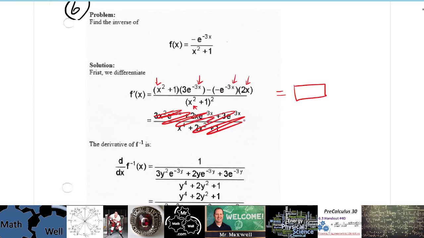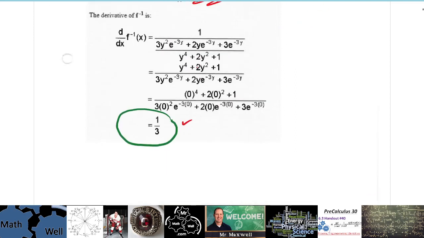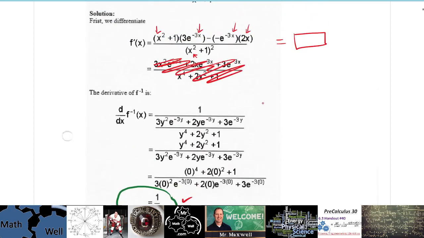You don't need to simplify. This one here is pretty complicated, okay? So they did a lot of simplification here, and then they substitute at the end. You really don't need to do that once you get the derivative here. Okay, so let's just pause and just do this real quick.